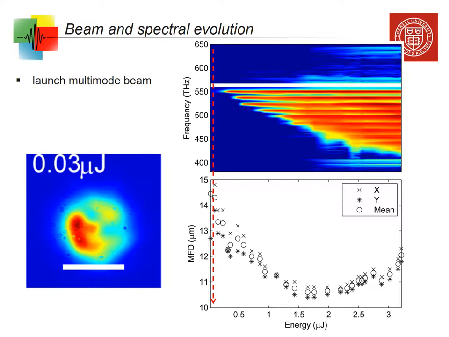As I said, I'm going to launch a 532 nanometer pulse into the fiber, and I'm going to excite some combination of all the modes. At low pulse energy, this is what the beam profile looks like coming out of the fiber. Over here, we're plotting the size of the beam that comes out of the fiber as a function of the pulse energy, and this is what the spectrum looks like. These are going to foreshadow what we're going to see.